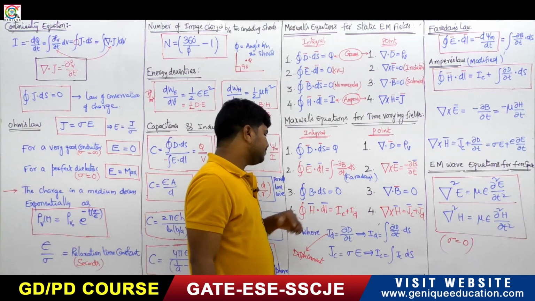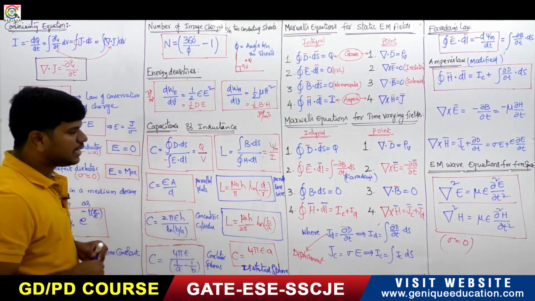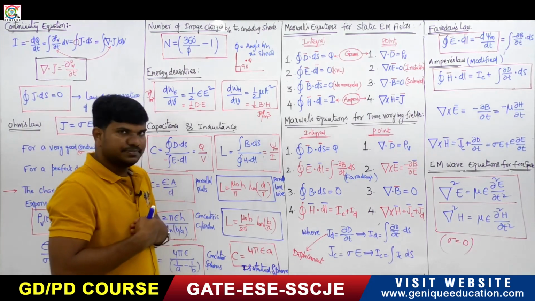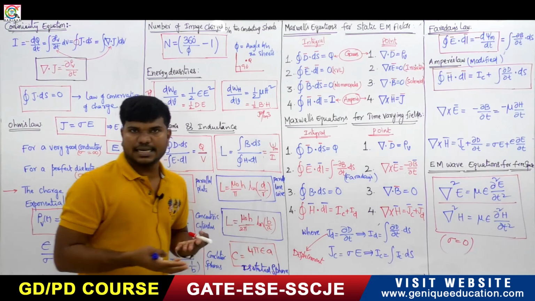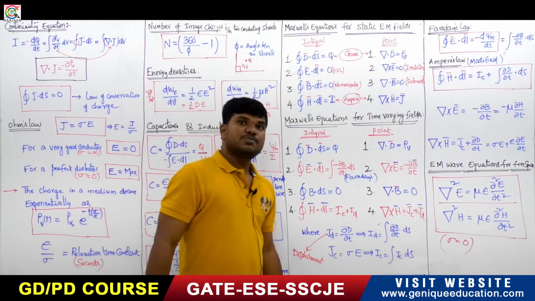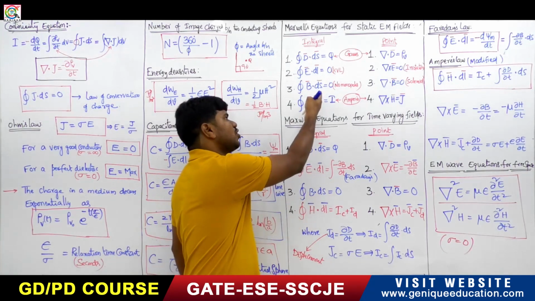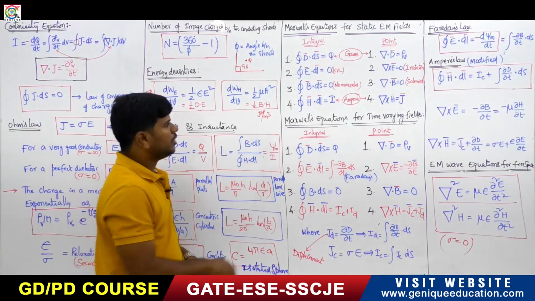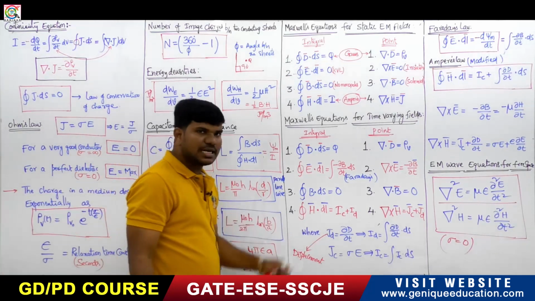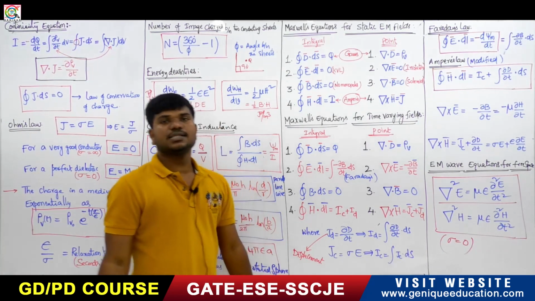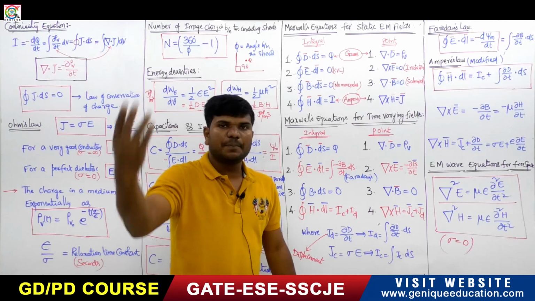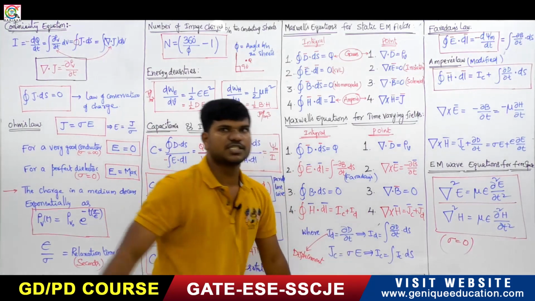But if you come to the fourth equation, the closed line integral of H dot dl is equal to IC plus ID. Here, what is IC? IC means conduction current, and ID means the displacement current. When you compare this one and this one, there is one more extra term added. How did we get this extra term? Because of the inconsistency of Ampere's law, Maxwell modified the fourth equation for time varying fields.